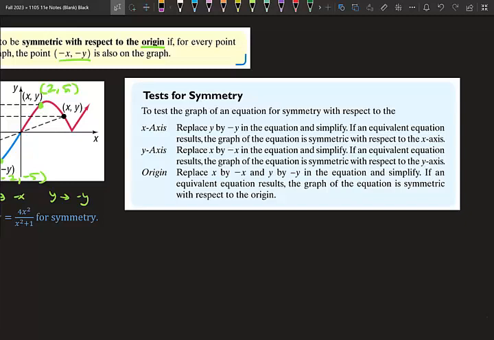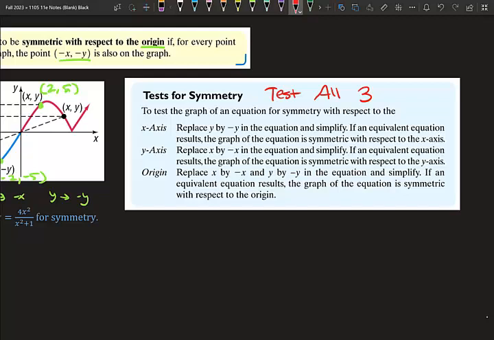For the origin, replace x by negative x and y by negative y in the equation and simplify. If an equivalent equation results, the graph is symmetric with respect to the origin. You have to do all three. The reason being, a graph can be symmetric with respect to the origin, x, and y-axis. How? Are you trying to picture a graph that's symmetric to everything?